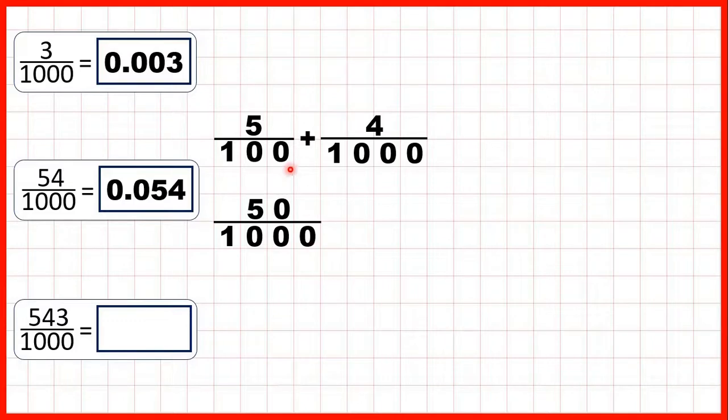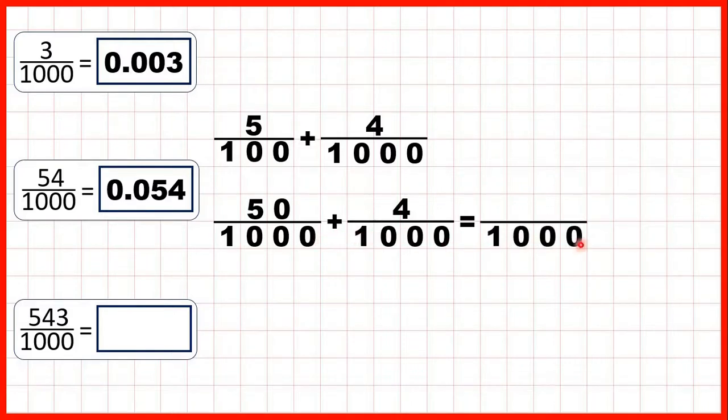That's because we use multiplication to find equivalent fractions. 100 times 10 is 1,000, and what we do to the denominator, we do to the numerator as well, and 5 times 10 is 50. So then we can add the 4 thousandths, and we have a common denominator. So the denominator stays the same in our answer, and 50 plus 4 is 54. And that's why we can write 54 thousandths as a decimal with 5 in our hundredths place value column.